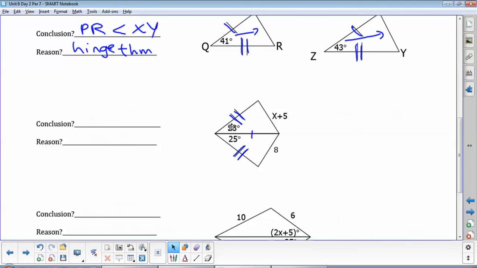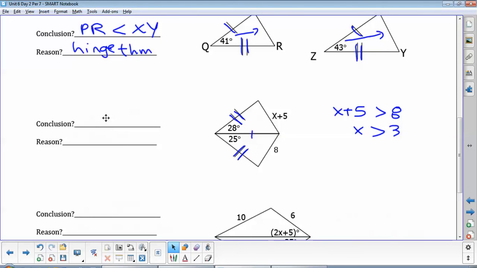Because the angles are not the same size, x plus 5 and 8 can't be the same number. 28 is the larger number, so that means x plus 5 must be greater than 8. So I'm going to write an inequality: x plus 5 is greater than 8. That's pretty simple to solve. I can subtract 5 from both sides, and I can conclude that x is going to be greater than 3.